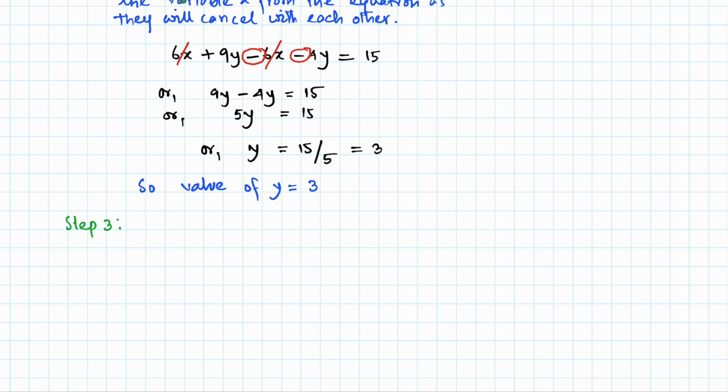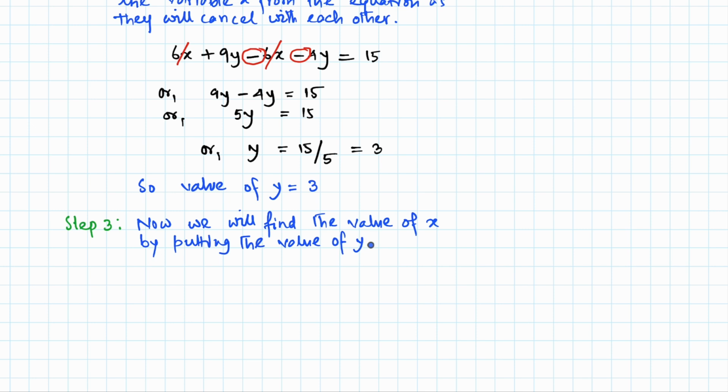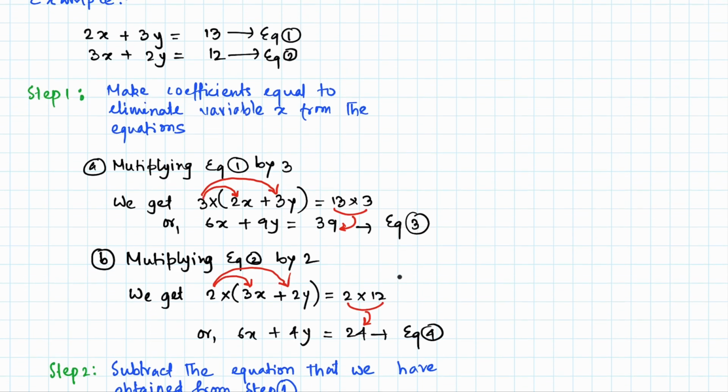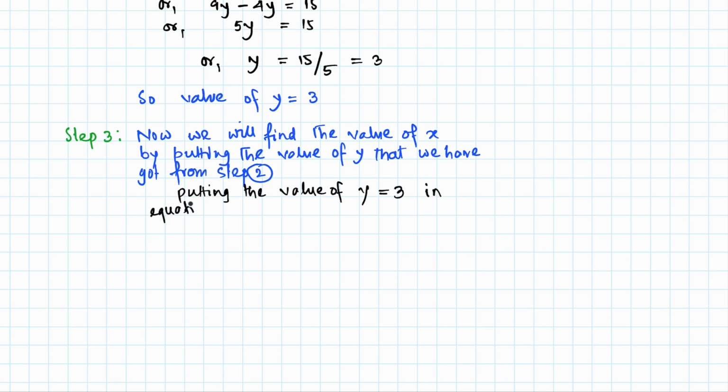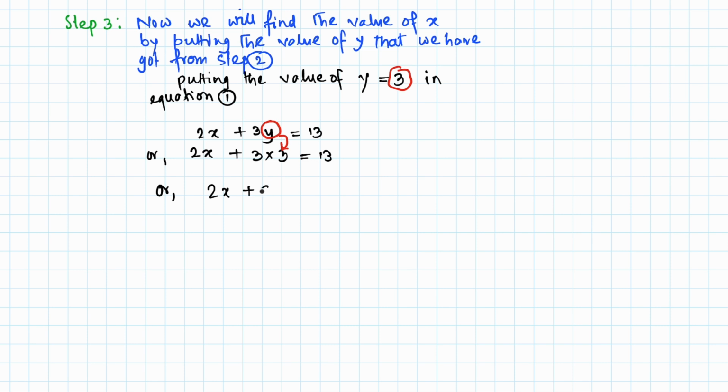So step 3. As we have got the value of y, now we can incorporate this value of y in any of the equations. Now we'll find the value of x by putting the value of y that we have got from step 2. So putting the value of y, which is equal to 3, in equation 1. So earlier we have denoted by equation 1, 2x plus 3y equal to 13. Now 2x plus 3 into 3 equal to 13.